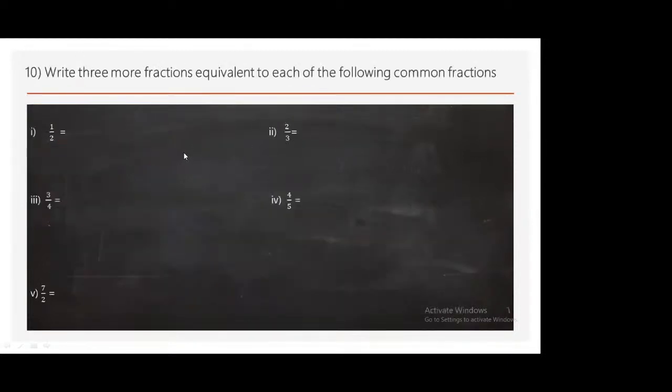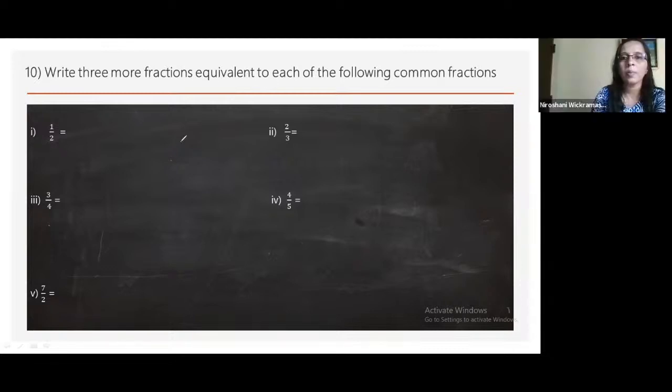Next one. Try 3 more fractions equivalent to each of the following common fractions. So what are called equivalent fractions? If you multiply or divide numerator and denominator by the same number, then we are getting equivalent fractions. Now as an example, 1 over 2. If you multiply this numerator and denominator by the same number, 2.